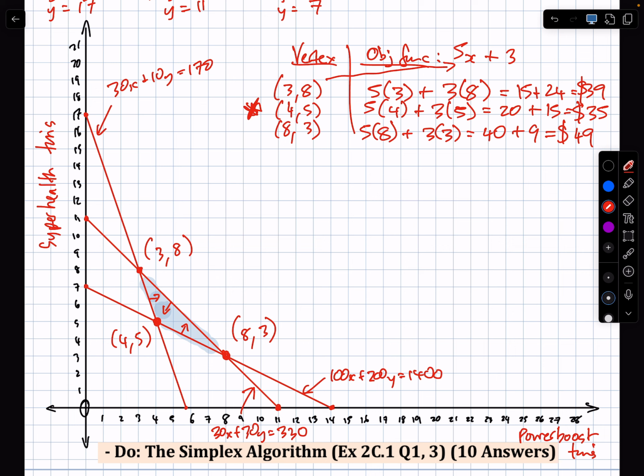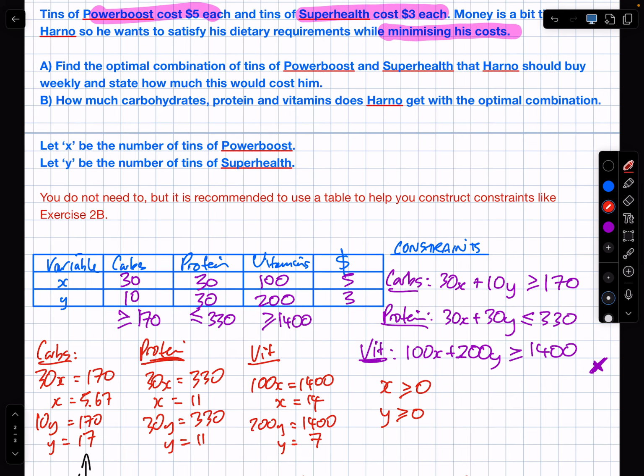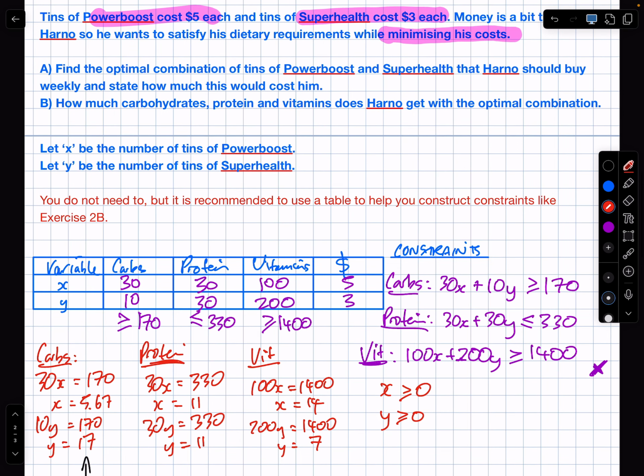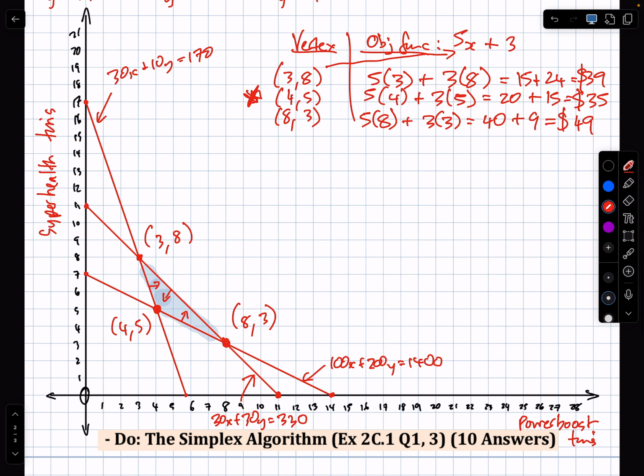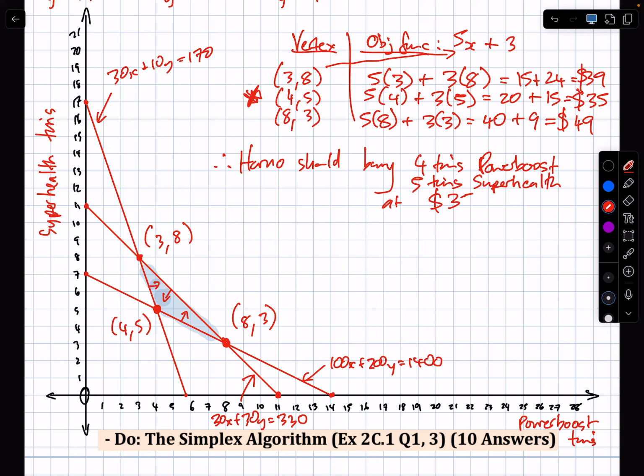You're not done yet. You'll lose a mark if that's all you did, because you need to answer the question in words. A, find the optimal solution, optimal combination of tins. Therefore, Hano should buy 4 tins Power Boost, 5 tins Super Health at, how much did that cost him? $35. Full marks now, okay?